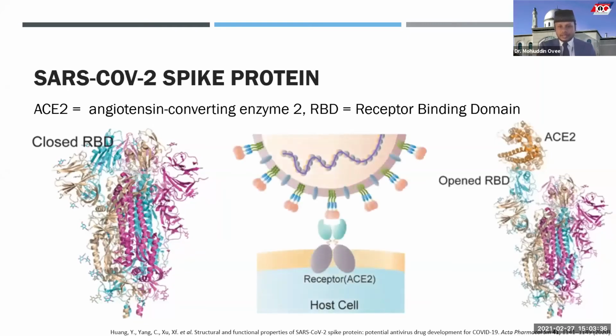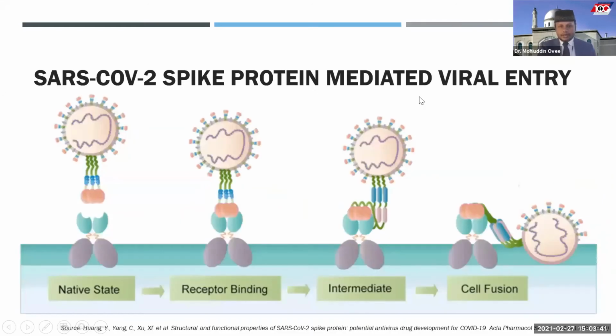And that's how it initiates the interaction with the host cell. In this schematic diagram, you can see that interaction. Once they establish that interaction, it fuses with the cell membrane, as you can see in this schematic diagram, and eventually it initiates the infection at the host cell. So this understanding of the structure of the spike protein allowed scientists to come up with the idea of developing a vaccine targeting this receptor binding domain, so that it would stop the virus from initiating any interaction with the host cell and eventually prevent that infection.